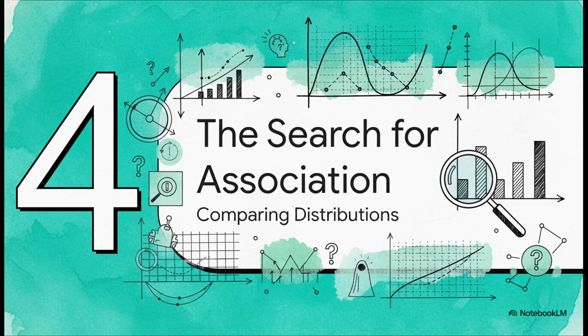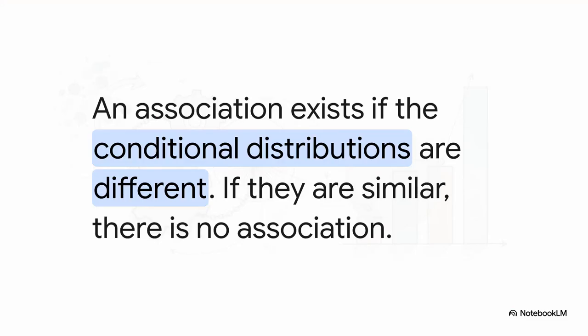We're going on a hunt for a relationship, or as statisticians call it, an association between these two things, gender and smoking. And here is the dead simple rule you need to know. An association exists if the conditional distributions are different. That's it. If the smoking percentage for males is different from the smoking percentage for females, then we found an association. If they were exactly the same, we'd say, nope, no relationship here.